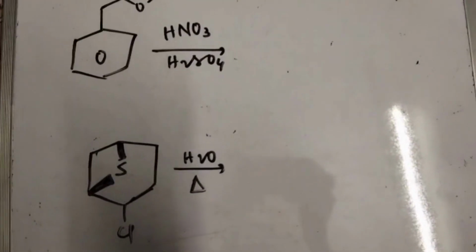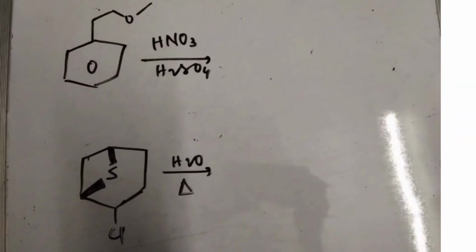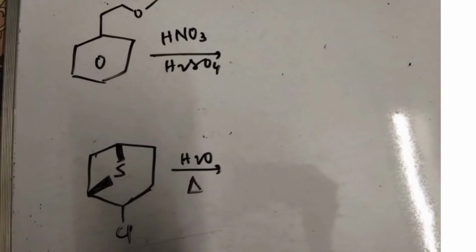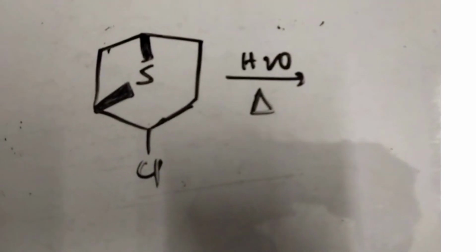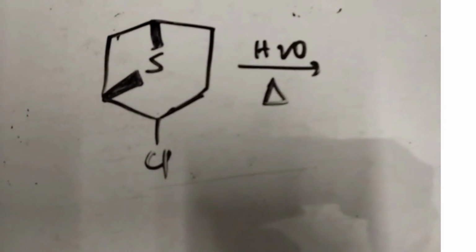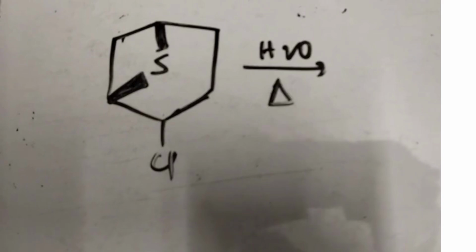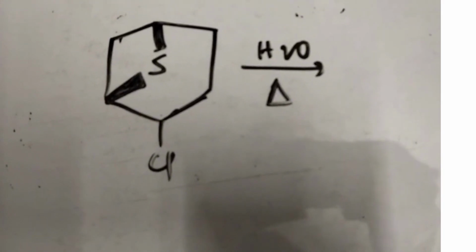So these are the two questions. The first one has an ether with a benzene ring, and it is subjected to nitration, and the second one is a ring like this, and it is heated with water. I have given you the hint, so pause the video, give it a try, and we'll proceed with the solution.